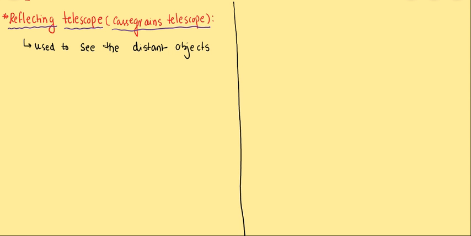Hi to all. Today I am going to explain the reflecting telescope. Our topic is the reflecting telescope. It is also called Cassegrain's telescope. What is the use of this telescope? Telescopes are generally used to see distant objects.